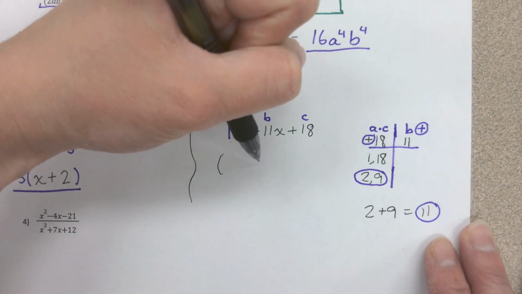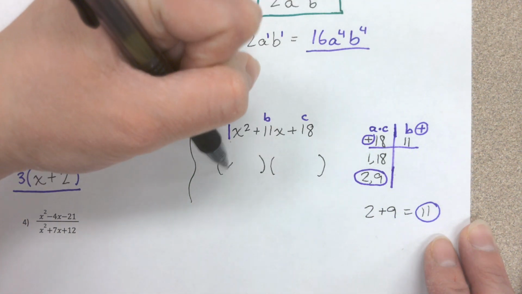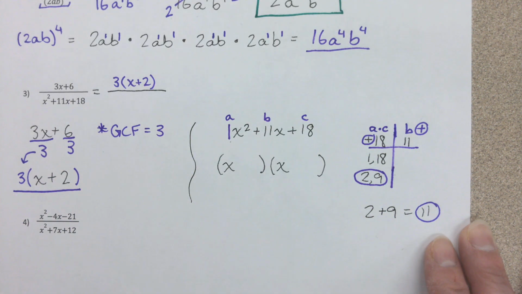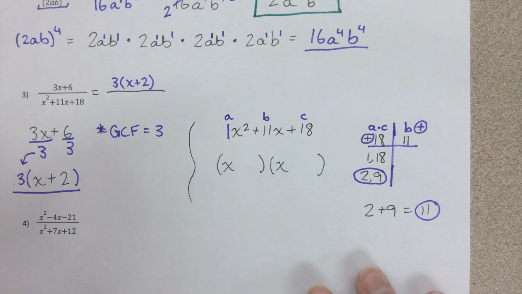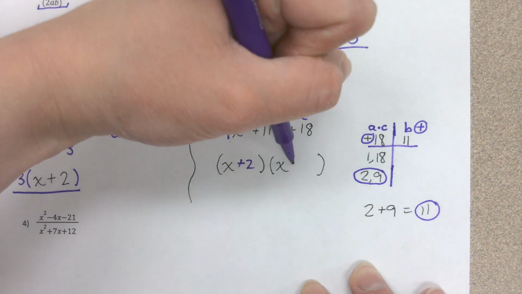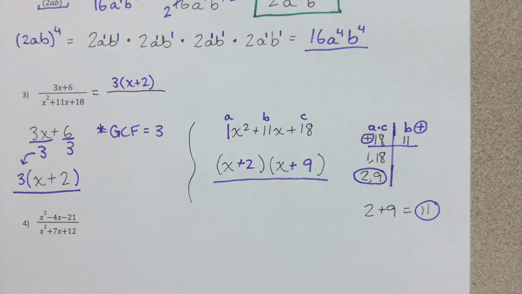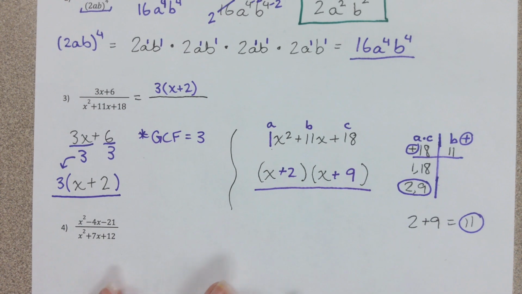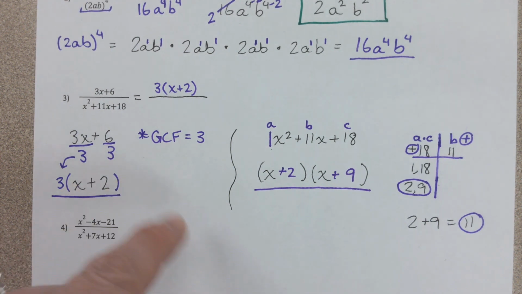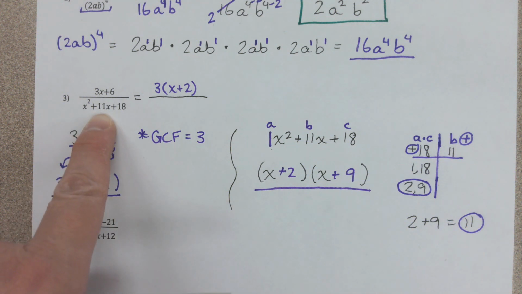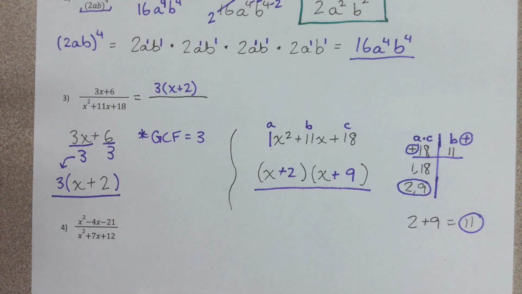So let's set up our factors here. X is in the front. And then, again, both positive, so this is plus 2 and plus 9. So just like with the first problem, I'm going to replace the bottom with x plus 2, x plus 9.